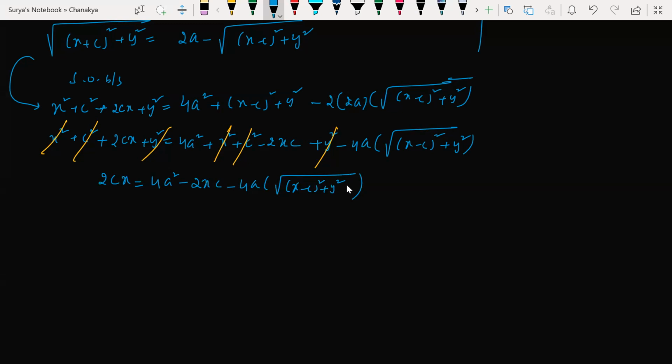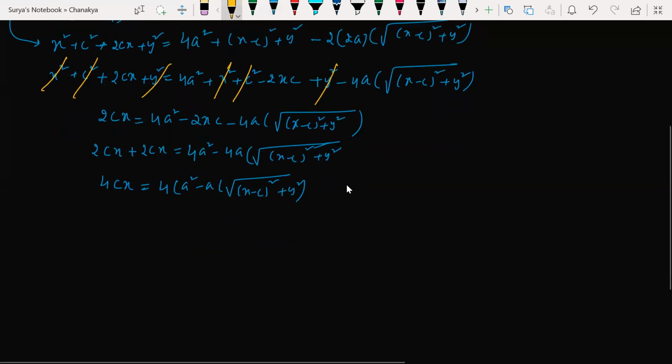Here, 2cx, can I shift it, can I just transpose it to the left hand side? 2cx plus 2cx is equal to 4a square minus 4a times square root of (x minus c) whole square plus y square. So 4 times cx is equal to, taking 4 common here, a square minus a into square root of this one. Perfect, correct? Now let us cancel this 4 and 4. cx is equal to a square minus a.